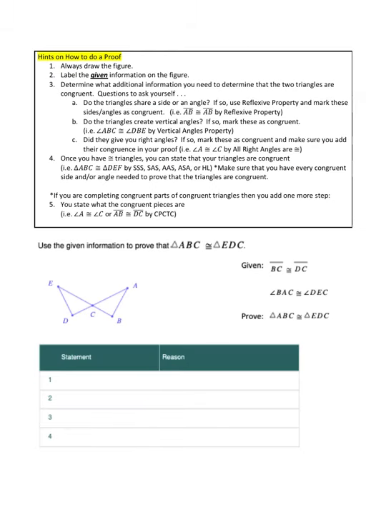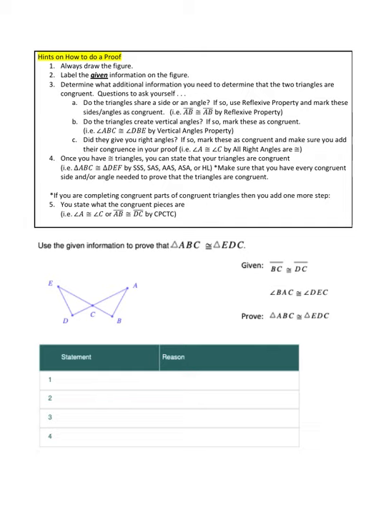Now, hints on how to do a proof. Let's look at them. We've talked about them, but I still want to cover them. Always draw the figure. Folks, if you don't draw the figure, you will lose track of things. You need to draw the figure. Label the given information on the figure. Remember I called that step 1A? Determine what else you need. And I love these questions. Do they share a side or an angle? If so, you can use a reflexive property.